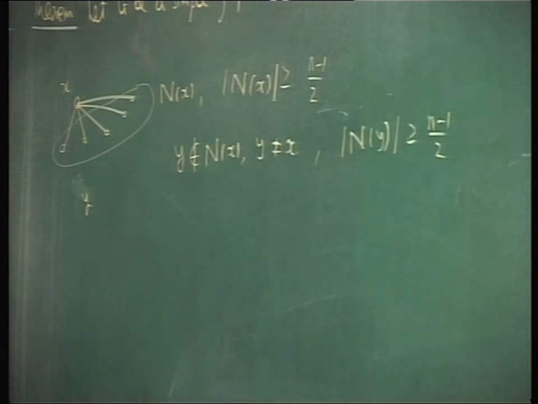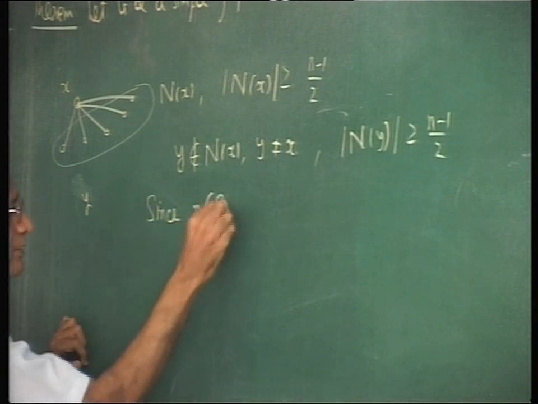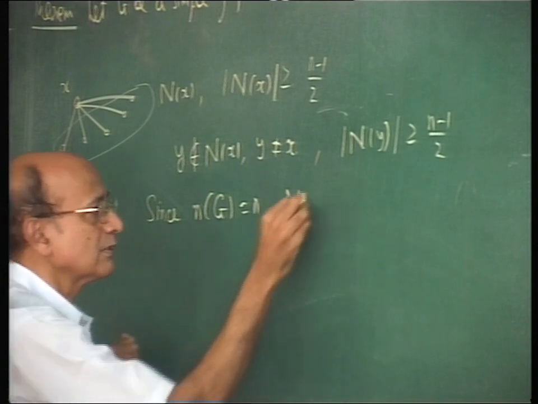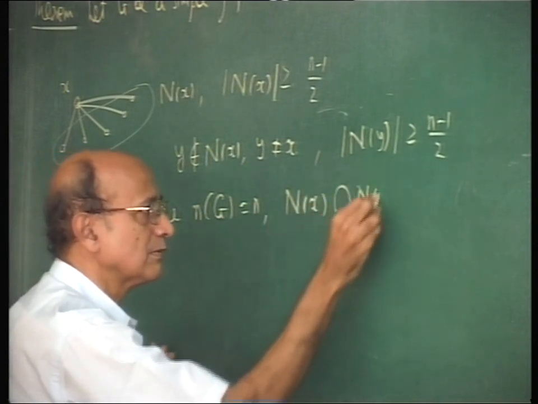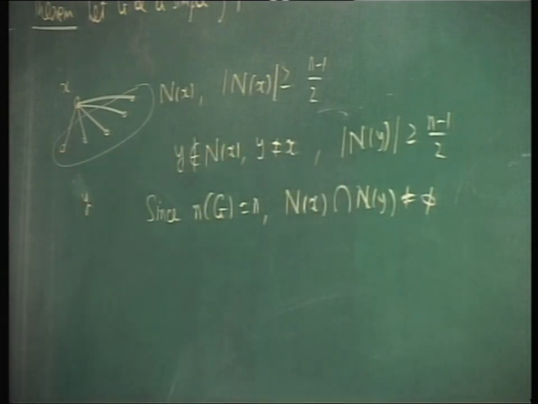Or by inclusion exclusion, it now follows that there must be something in common. There must be at least one vertex in common. That just says that x and y are connected. This is true for any y not in the neighborhood. In fact, one can strengthen this further. You see what this says?